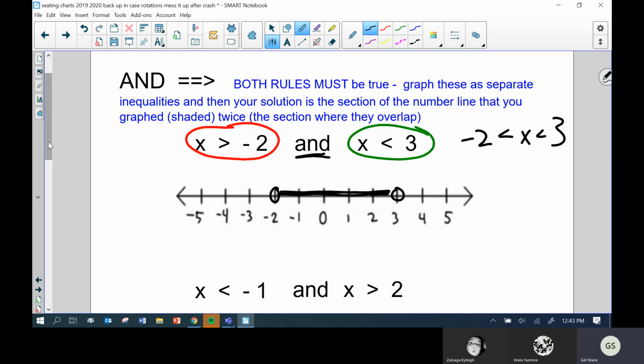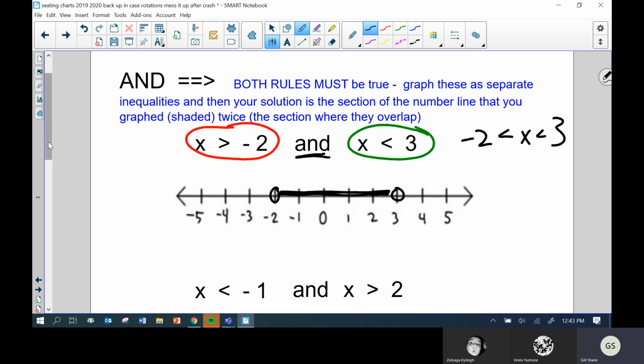Now, not all AND problems look like this. In the last class, they thought every AND problem looks like that. This is only one type of AND inequality. So there are other ones that will look different, but when it's in this format, the shading will always be in the middle of those two numbers, just like the X is in the middle of those two numbers.